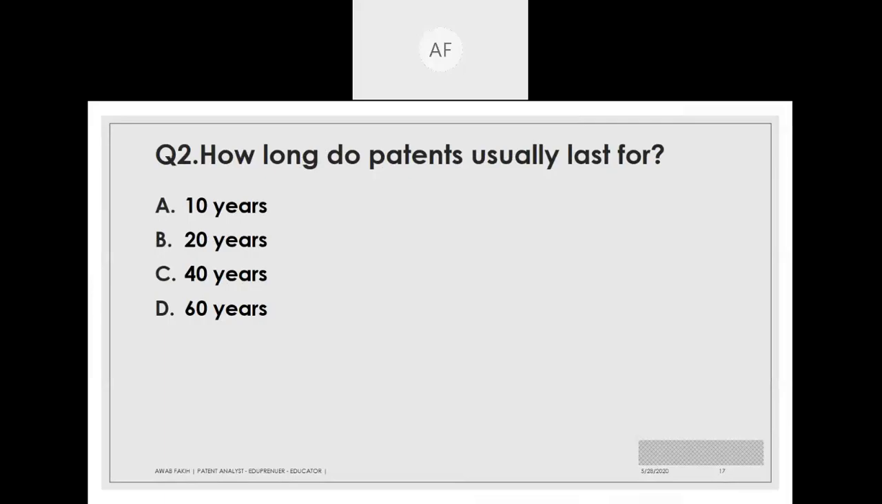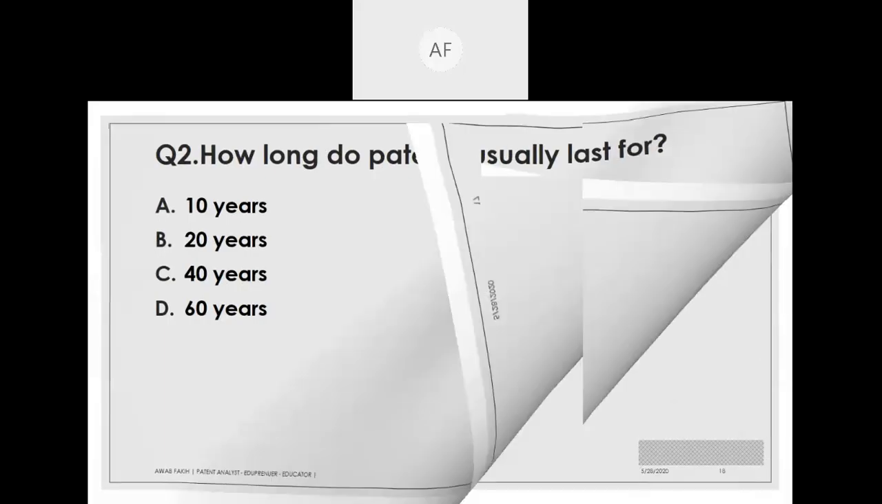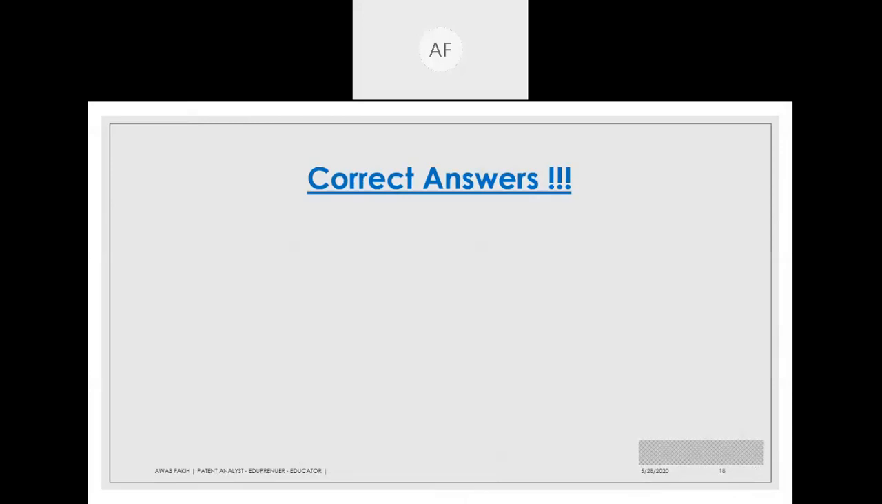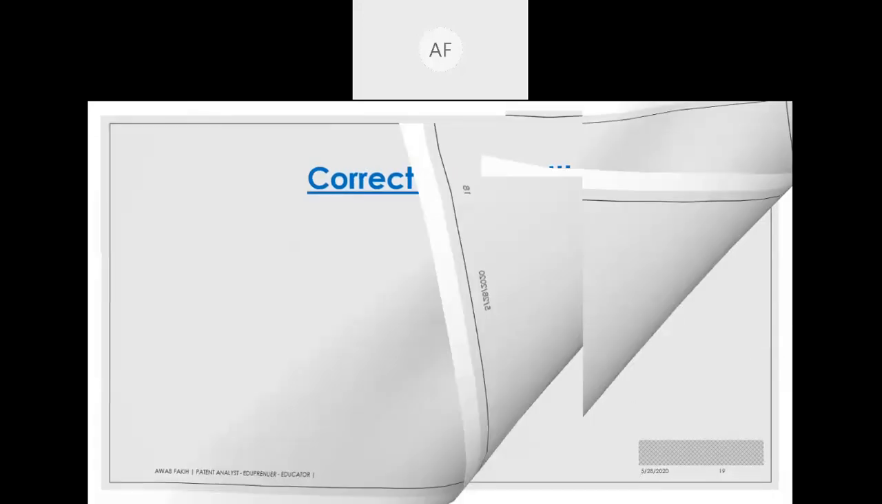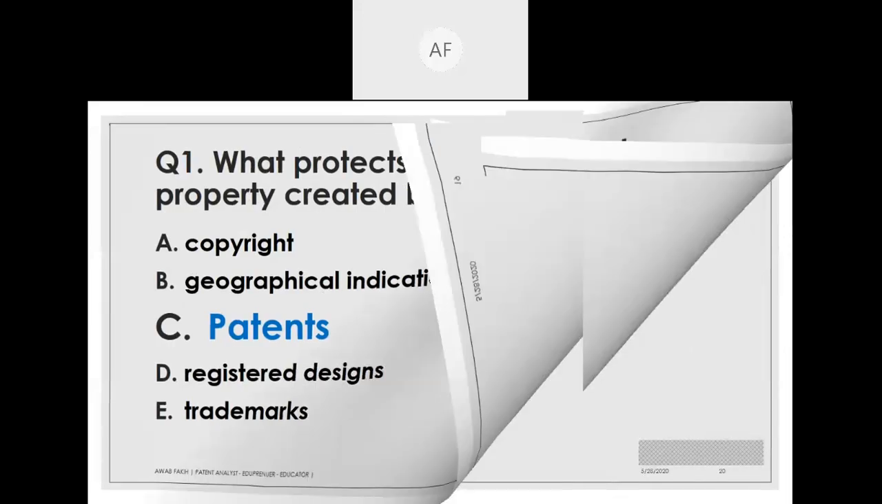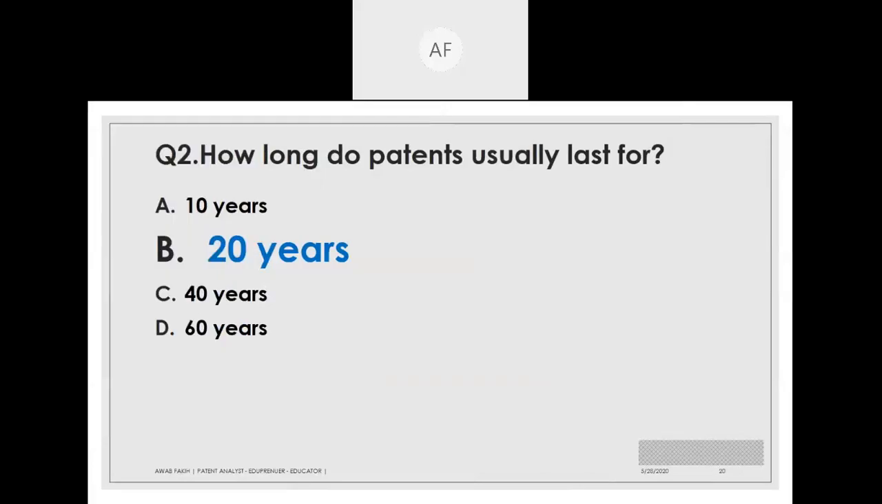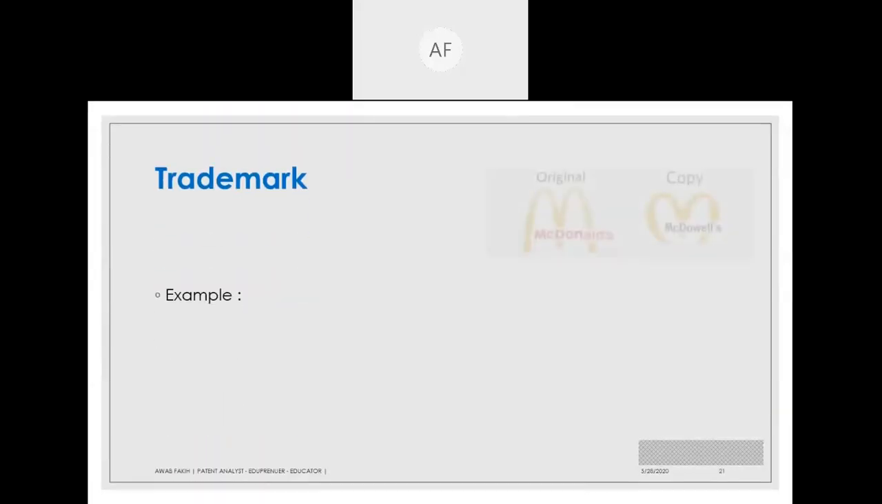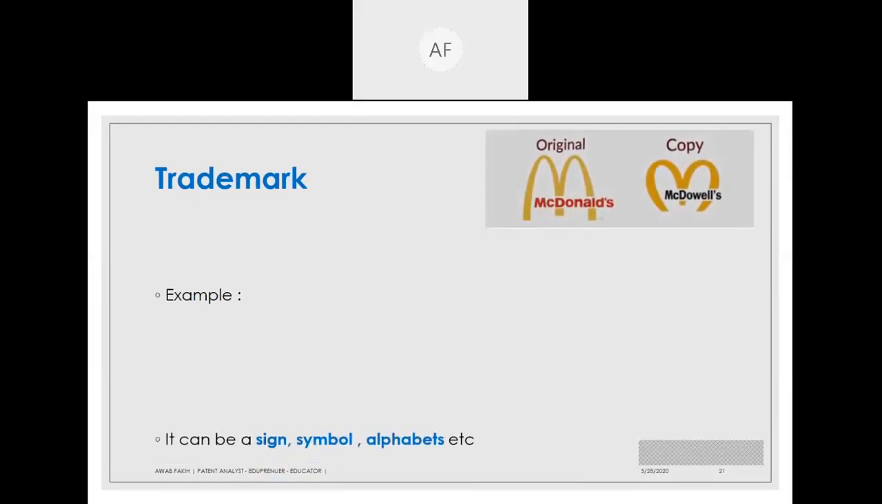The correct answer will definitely be displayed. Well, the correct answers are: when you talk about inventors, my dear colleagues, it is for patent. Inventors is basically for patent, not for any other IPR. And you have already answered this many times. Amazing, amazing crowd.